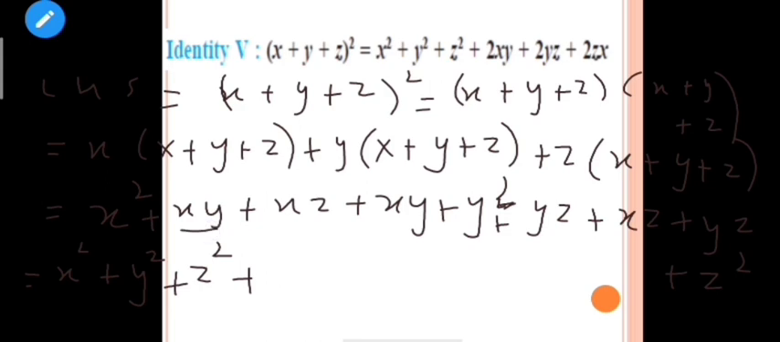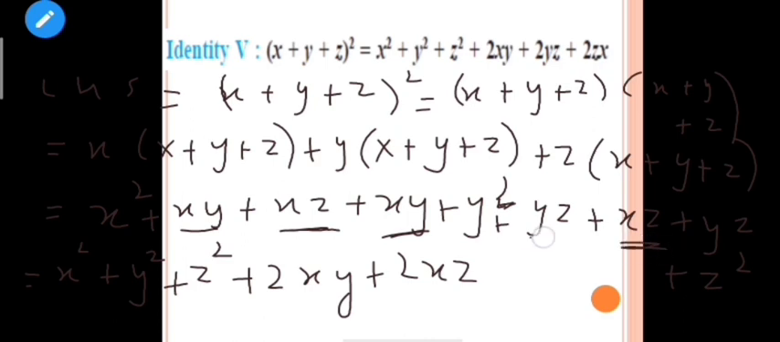Xy and xy are two terms here, so I will write 2xy, because you know that like terms will be added and unlike terms can't be added, right? So again I will find xz is also there, so I will write 2xz here. So right, xz and xz. Yz is also two terms, so I will write here 2yz. So students, this is 2yz.